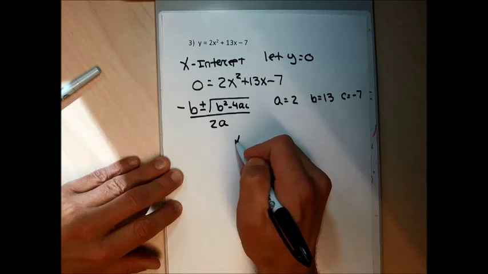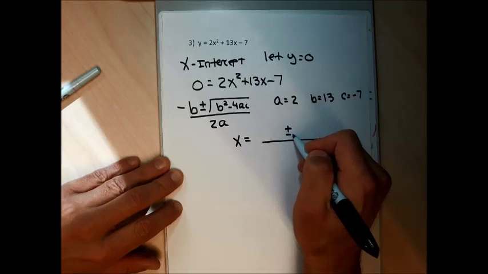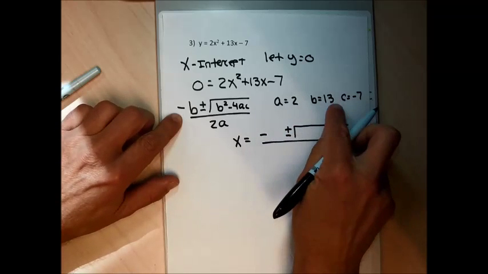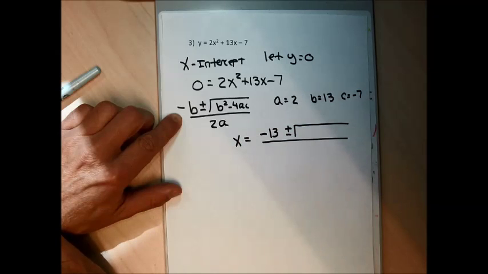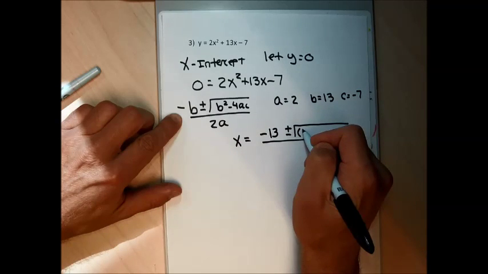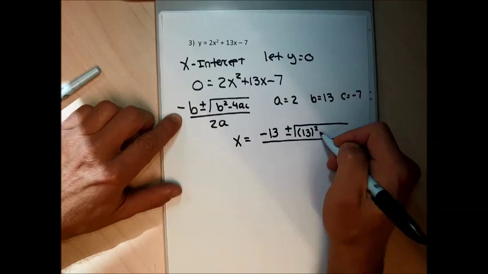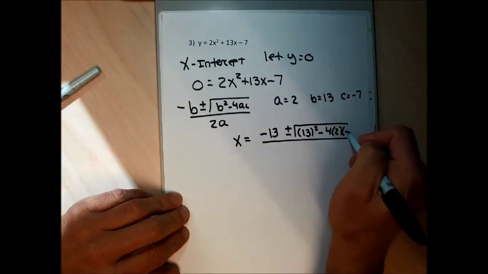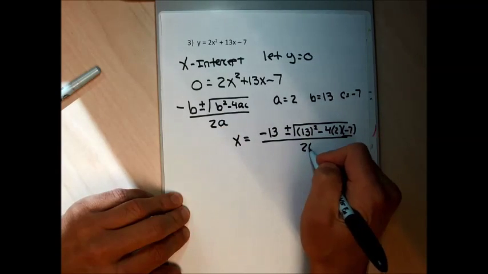So I'm going to write x equals, make my fraction that has a plus or minus sign and a square root symbol. I write a negative sign from the formula and then 13 for the b. Since the b is not negative, it doesn't have to go in parentheses. Under the radical, I get b squared, which may or may not be in parentheses. It's just up to you. You don't need parentheses there. And then minus 4, and then times a, which is 2, times c, which is negative 7, all over 2a, which is 2 times 2.